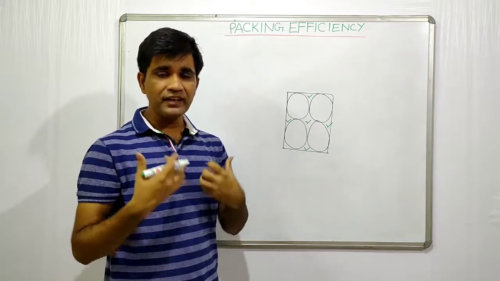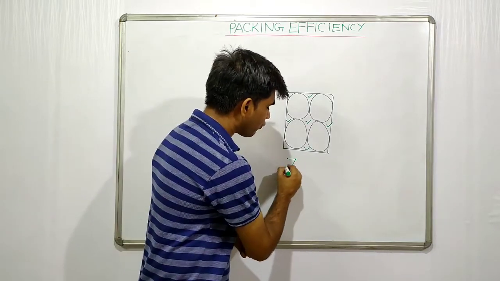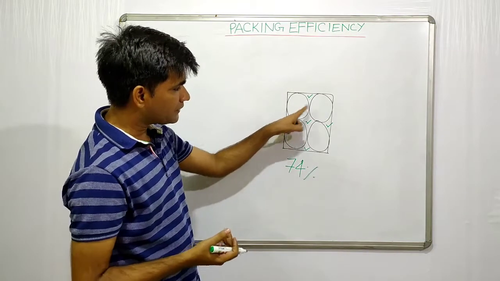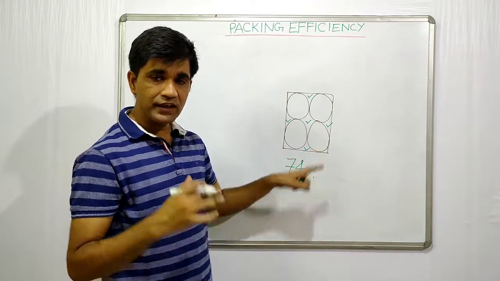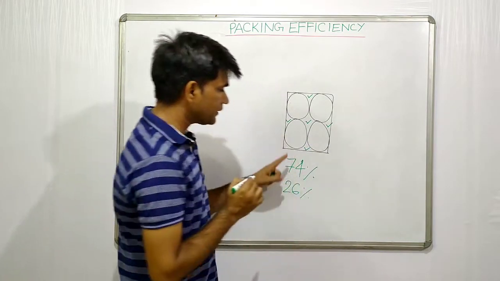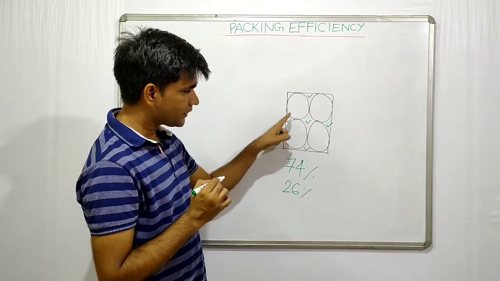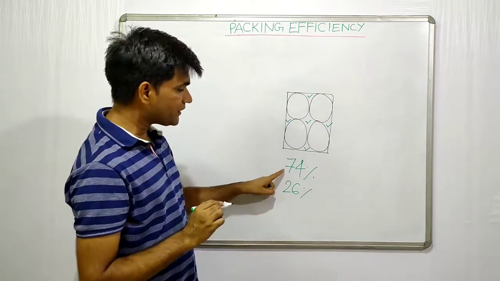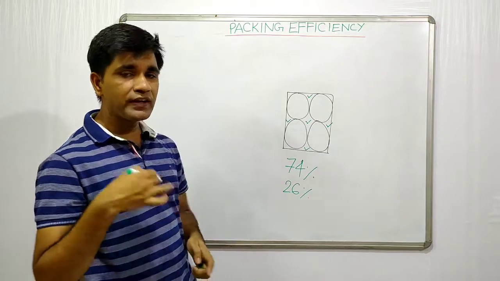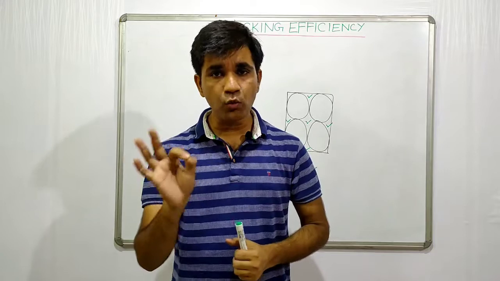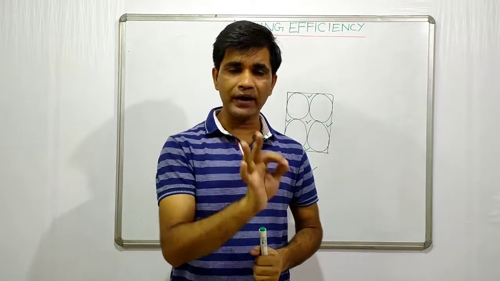For example, if I say 74% part of this unit cell is covered by these 4 constituent particles and the remaining 26% part is covered by the voids, then the packing efficiency for this solid would be 74%. So we can define the packing efficiency as the percentage of total space filled by the particles.